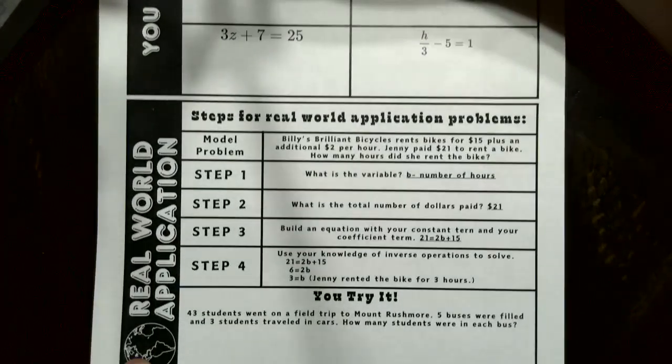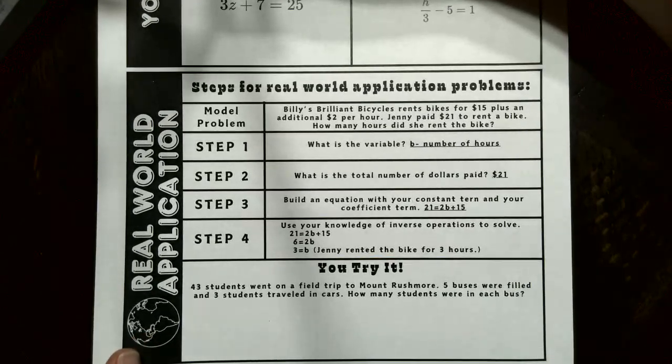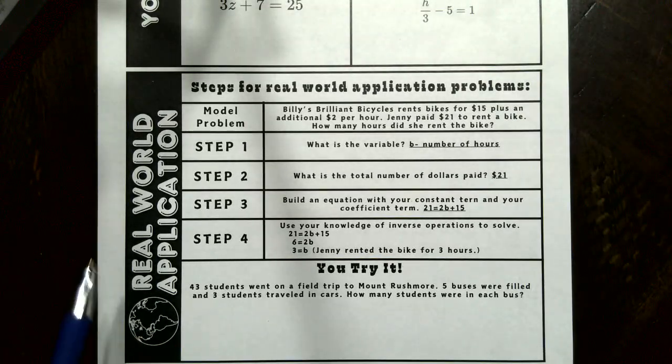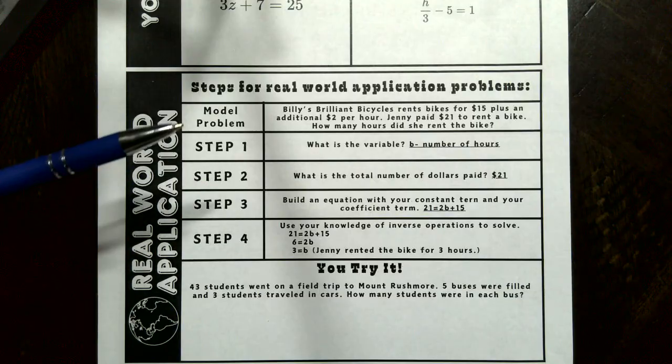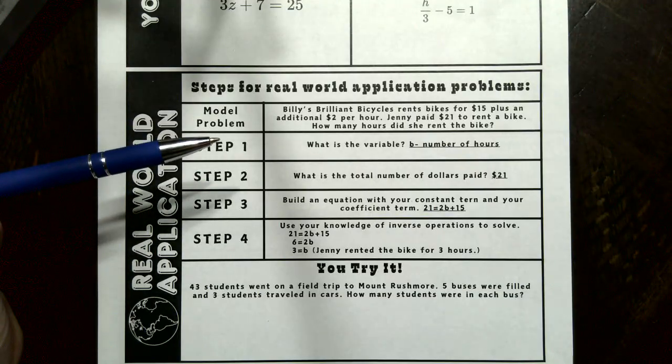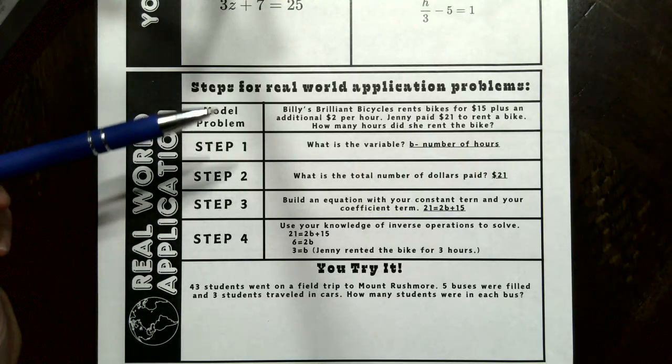The last part of this is just so you can get some real world application. Okay, it's pretty laid out for you, but I'll just run through it really quick. So I wrote some steps for you to be able to solve real world application problems. So we had a model problem here. It says Billy's Brilliant Bicycles rents bikes for $15 plus an additional $2 per hour. Jenny paid $21 to rent a bike. How many hours did she rent the bike?